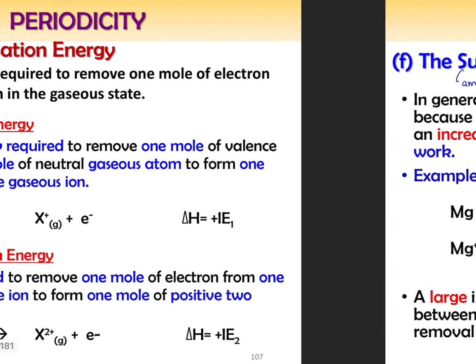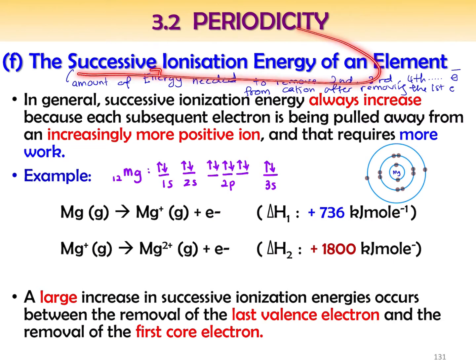Okay, so we come to successive IE. Successive IE ni adalah the amount of energy needed when we remove second, third, fourth, fifth and so on lah, bilangan elektron tu secara berturutan from the cation that we form. Contoh tadi X plus kan. Selepas kita remove the first electron, kita hasilkan cation X plus ion. So kita nak tahu successive IE tu maksudnya bila kita remove the second, the third, the fourth electron and so on lah.